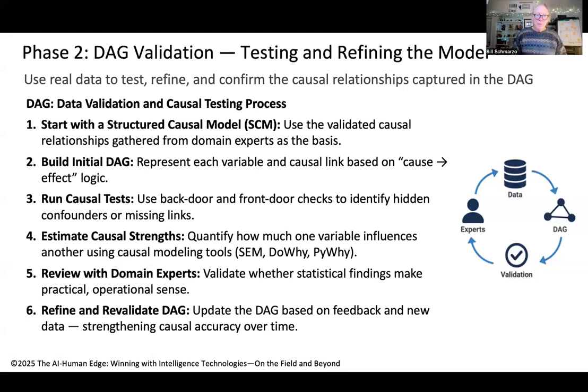You review with domain experts, right? Domain experts aren't out of this process. They're going to be along every step of the way. We need to have human oversight as we're doing this. Domain experts who can tell us that we're heading down the wrong path or tell us about things we might be missing. You need to be involved in a continuous refinement and revalidation of the DAG process.